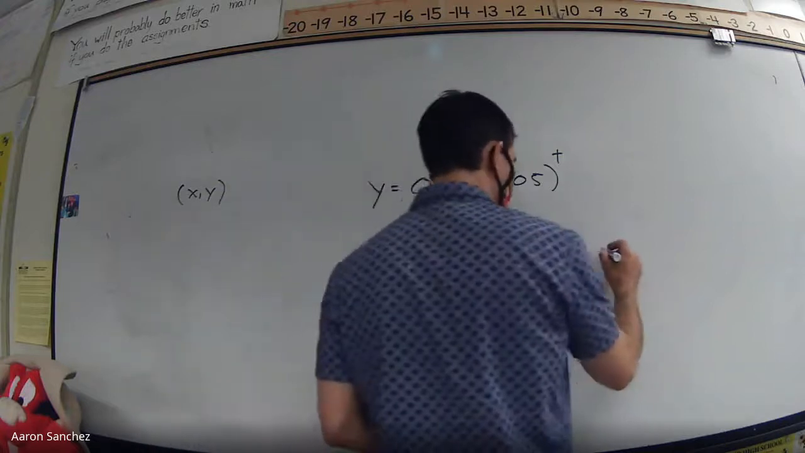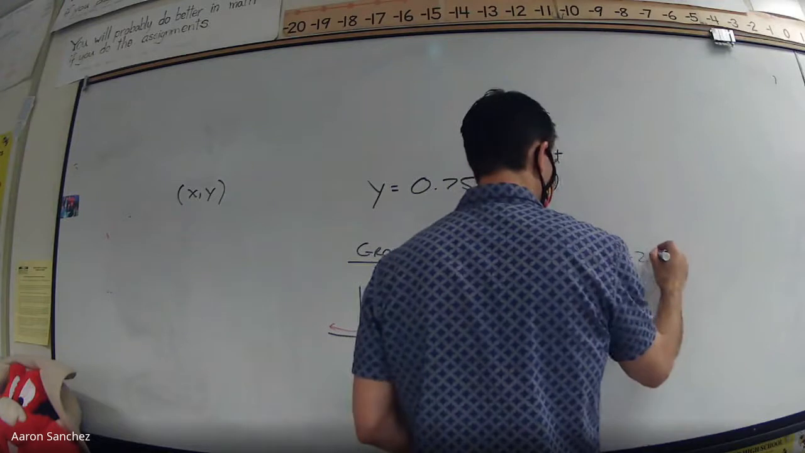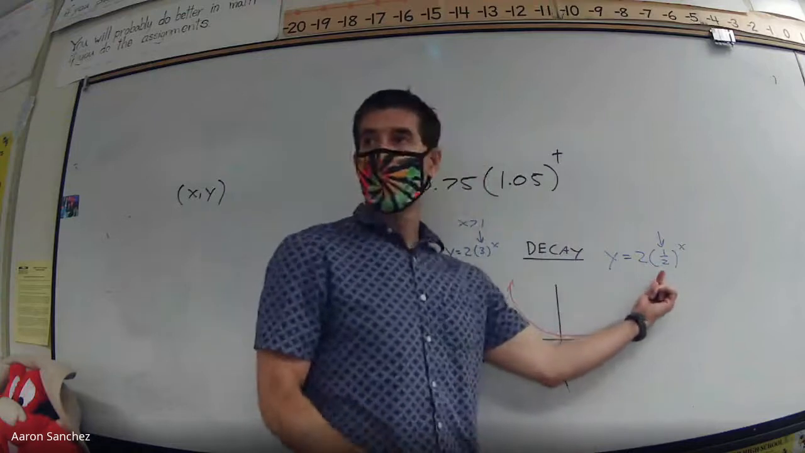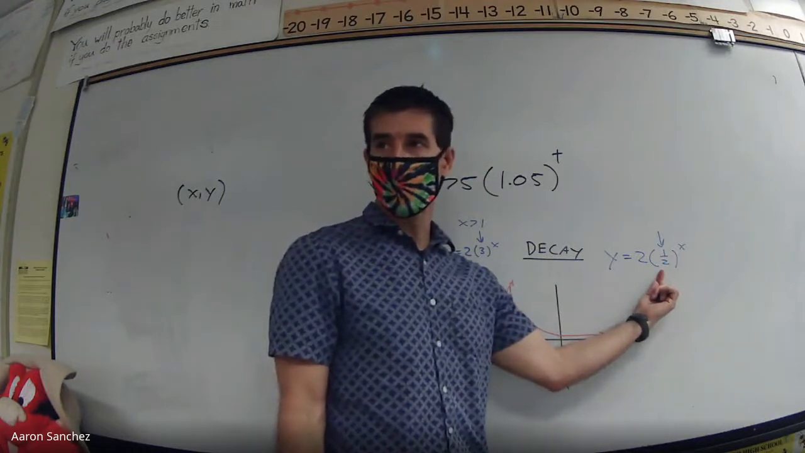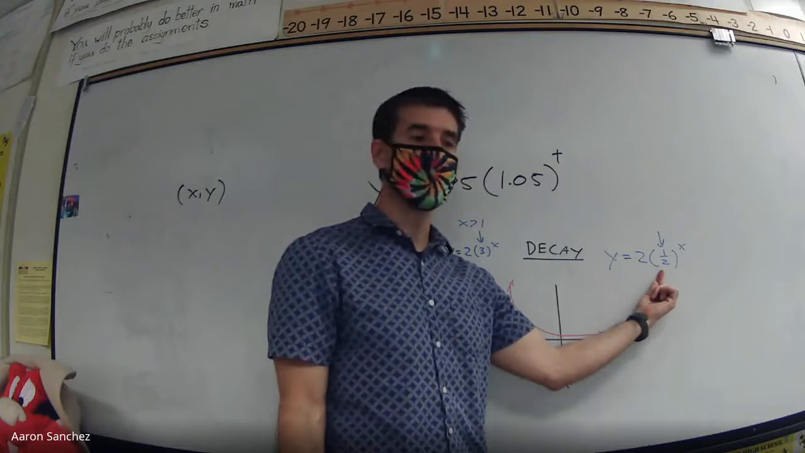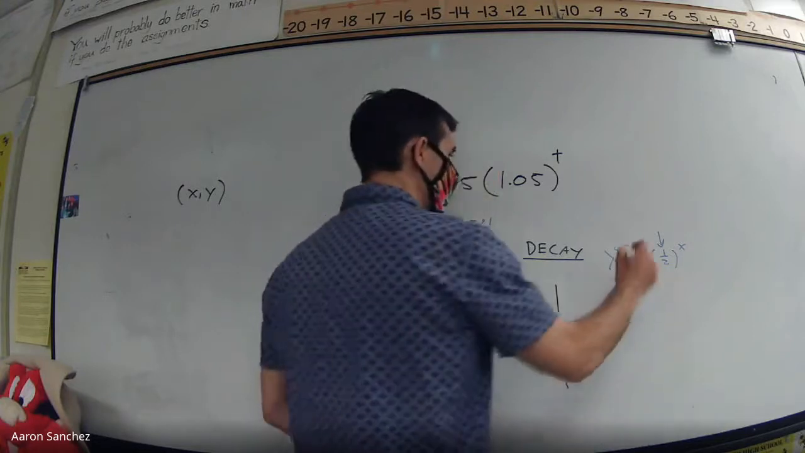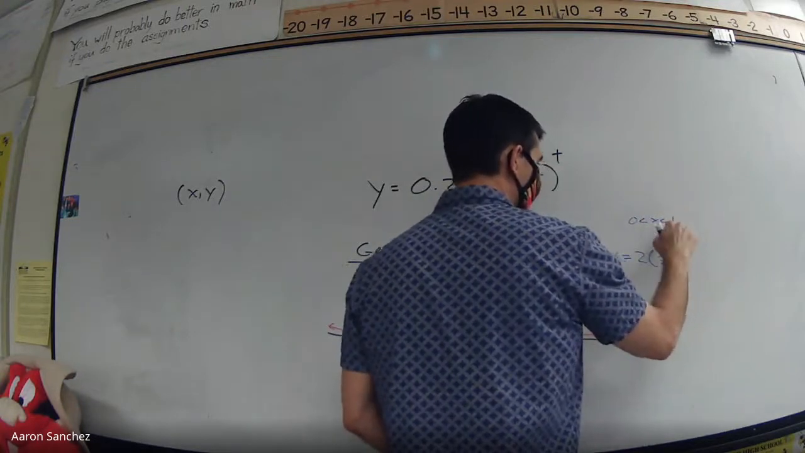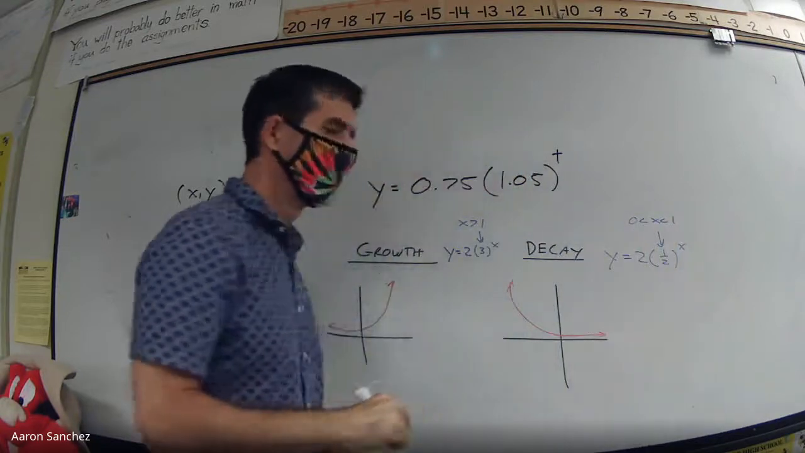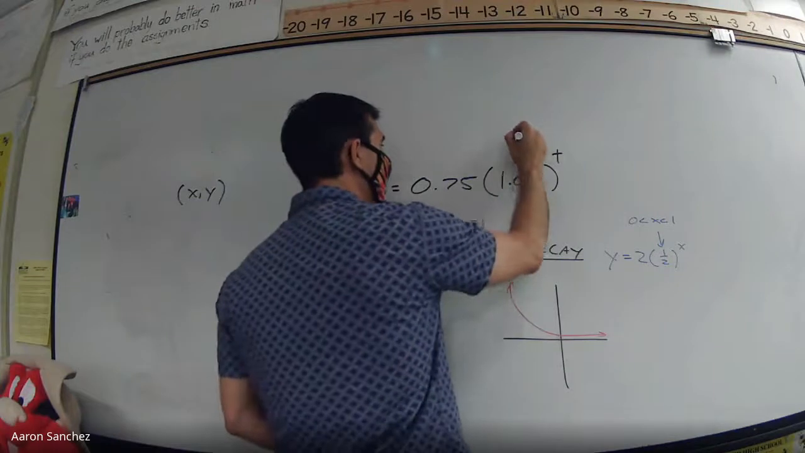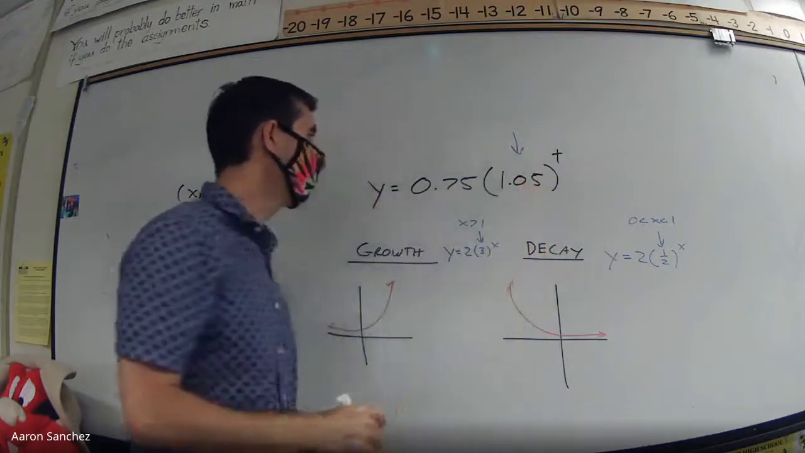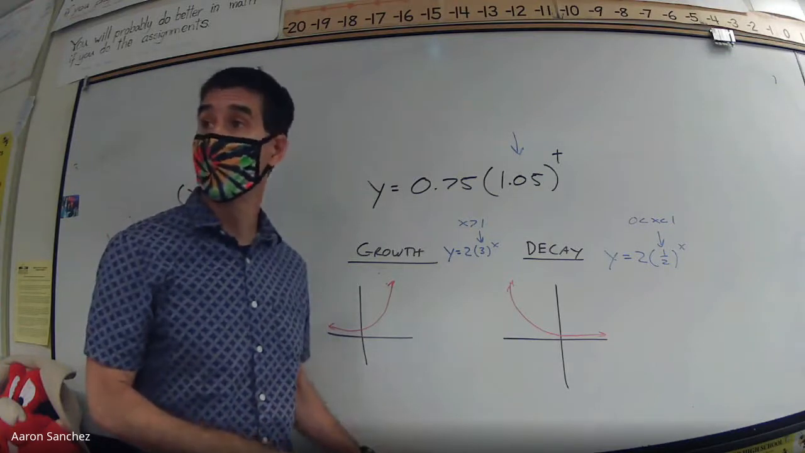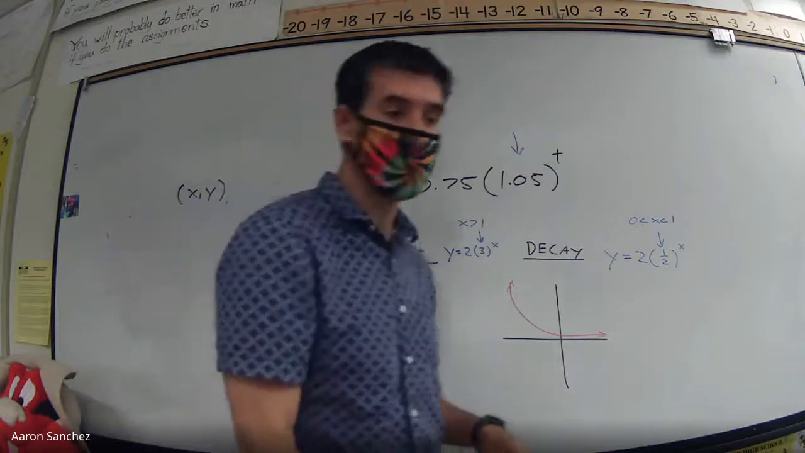In decay, this number has to be less than 1 and bigger than 0, because if you multiply by a fraction, it gets smaller. So my question is: is this number bigger or less than 1? And that should tell us if it's growth or decay. So write all this down if it helps you understand it for the test.